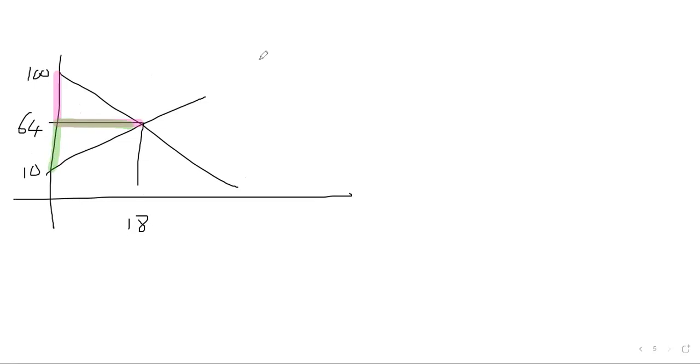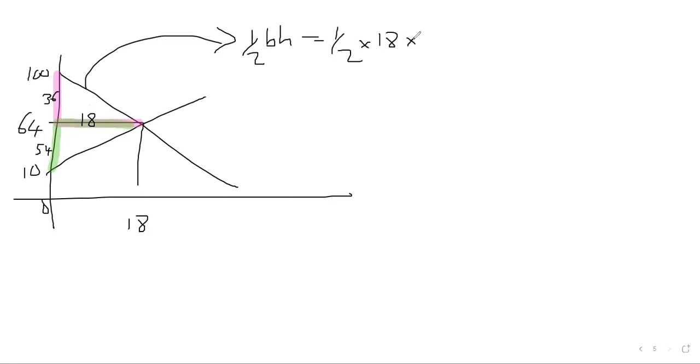So we have our distance here as what? 36. Here, from here to here is 36. Here it's 54. And the distance from here to here is 18. So half base times height, we're going to have our base as 18, our height as 36. Then when we go here, we're going to have our base as 18, our height as what? 54.